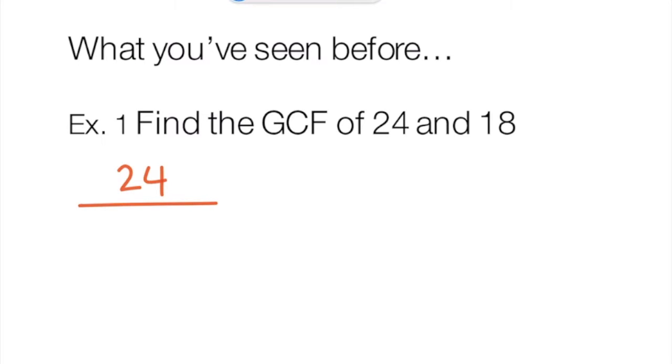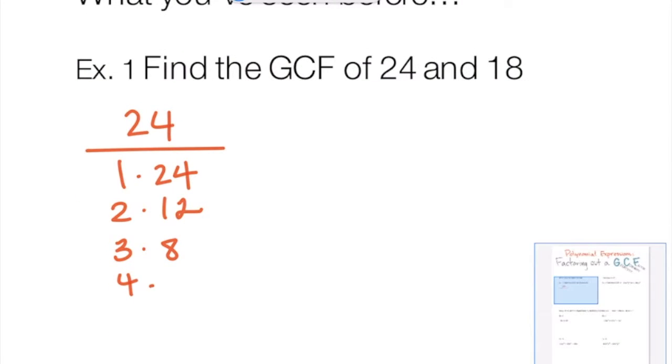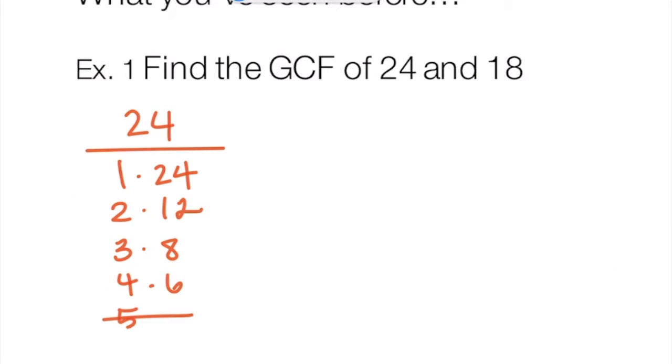So what I want to do is find all the numbers that multiply together to get 24. I always suggest that students are systematic, so start with 1. So it's 1 times 24. 2 is next, 2 times 12. 3 is next, so 3 times 8. 4 is next, so 4 times 6. 5 is next, but it doesn't work. And then the next number we have is 6, and we already have it written down. So if I do it in order, I know I'm not going to miss any factors.